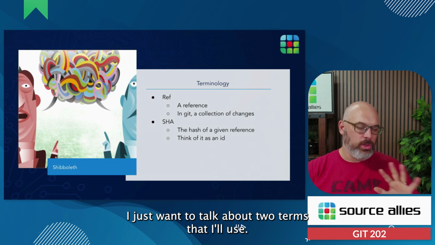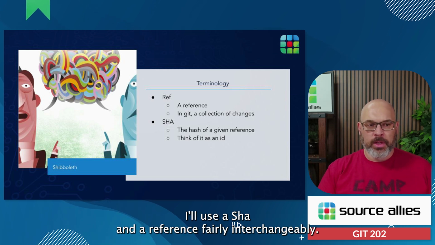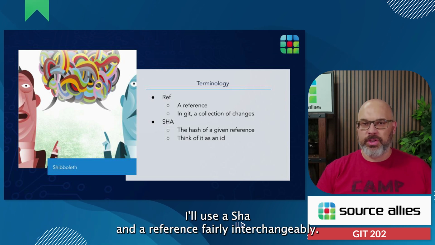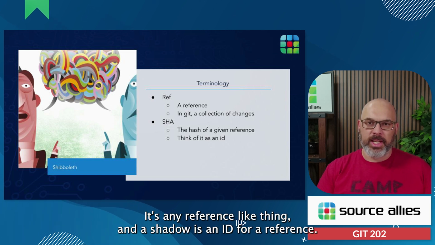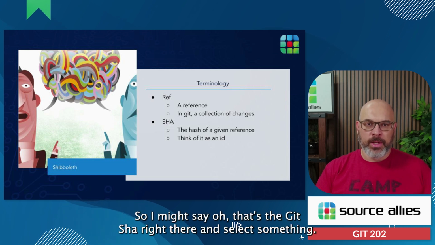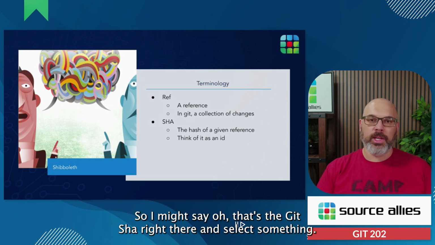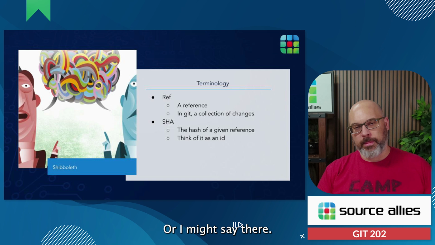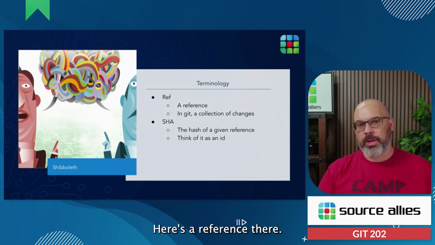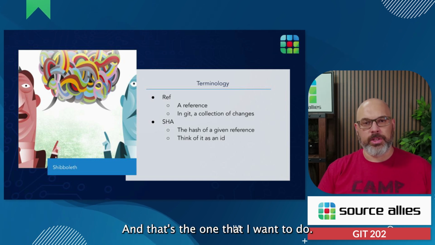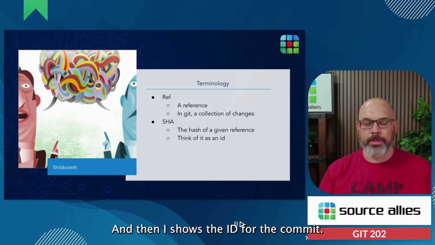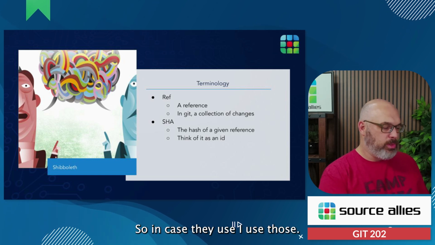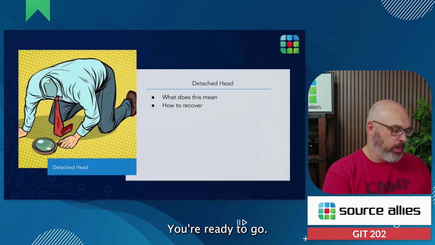I just want to talk about two terms that I'll use. I'll use a SHA and a reference fairly interchangeably. Technically, a reference is like any commit. It's any reference-like thing, and a SHA is an ID for a reference. So I might say, that's the git SHA right there, and select something. Or I might say, here's a reference there, and that's the one that I want to do. They sort of mean the same as commit, and then a SHA is the ID for the commit. Okay, so in case I use those, you're ready to go.